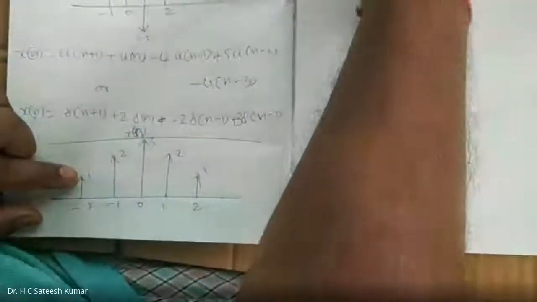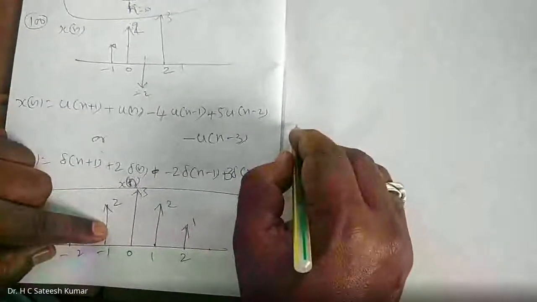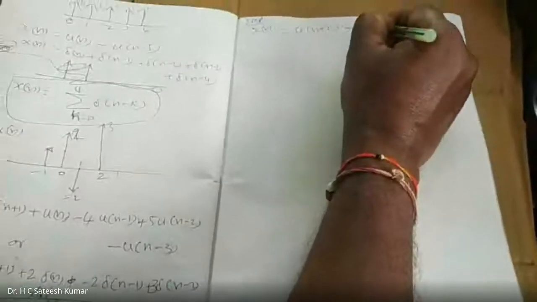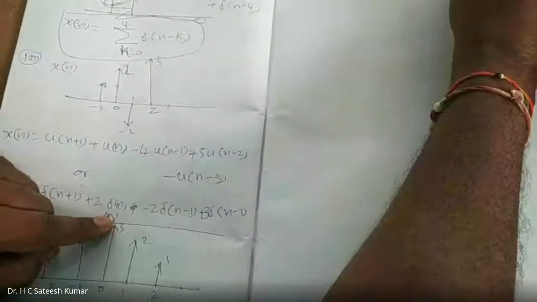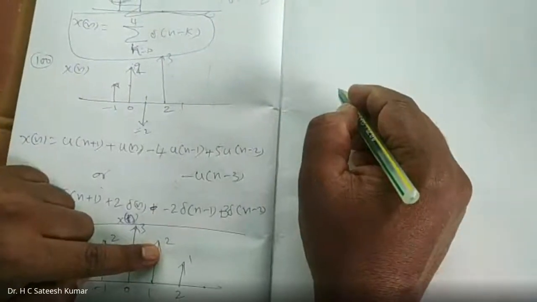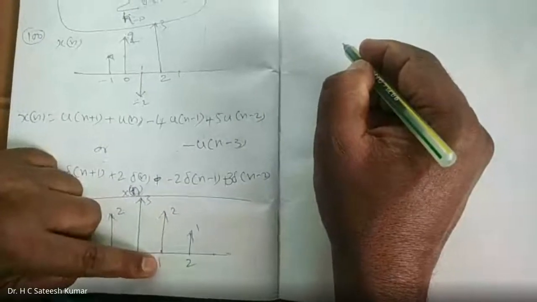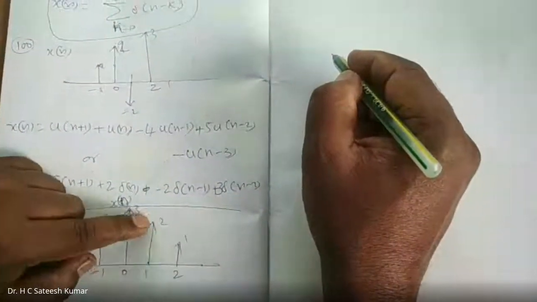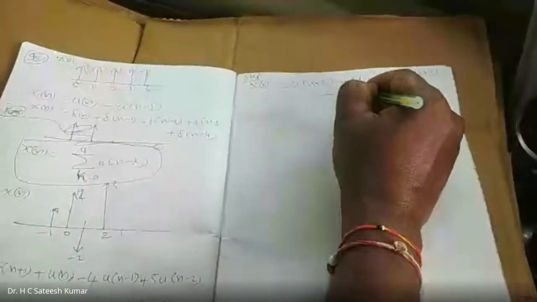In terms of step, what does it mean? At minus 2, up by 1 unit, u of n plus 2. At minus 1, up by 1 more unit, because already 1 unit is there, plus u of n plus 1. And at 0, up by 1 more unit, plus u of n. Okay, right. At 1, it should fall from 3 to 2, minus u of n minus 1.